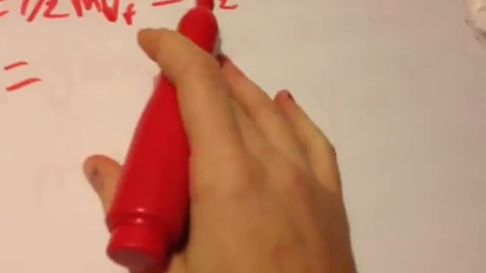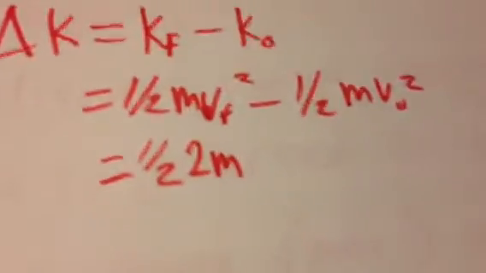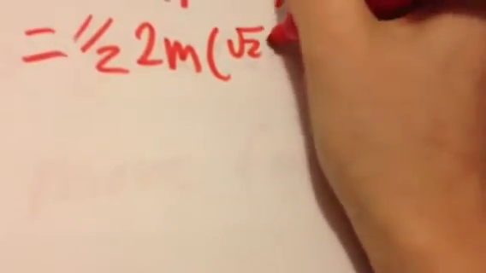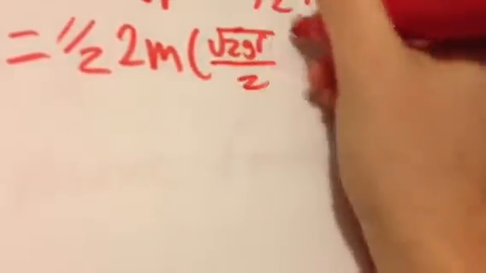which in turn will give you 1/2 times 2m, because we have our two masses, times square root of 2gr over 2 squared, minus 1/2 m times square root of 2gr squared.